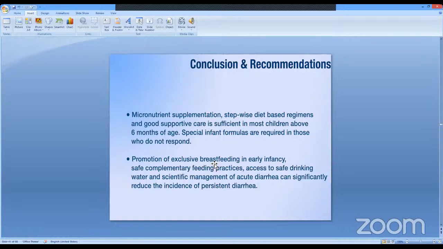So promotion of exclusive breastfeeding in early infancy, safe complementary feeding practices, access to safe drinking water, and scientific management of acute diarrhea can significantly reduce the incidence of persistent diarrhea. So persistent diarrhea is not that difficult a situation. If we consider all these things, we can very easily manage these situations.